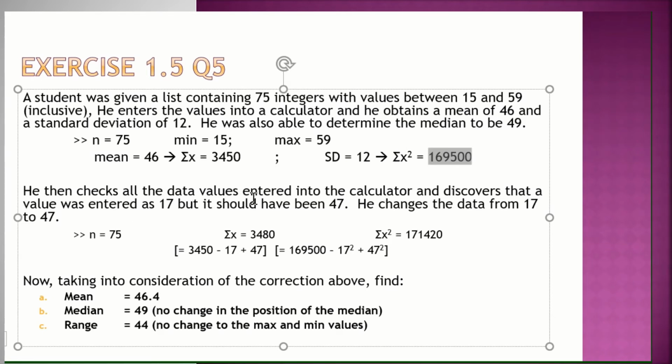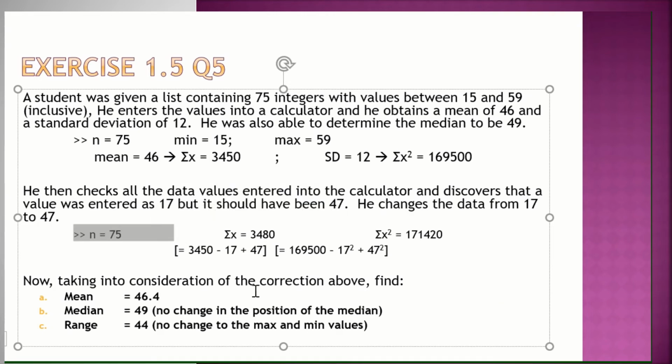He then checks all data values entered into the calculator and discovered that a value was entered as 17, but it should have been 47. So what is happening now? He's going to take out 17 and put in 47. Understand? So from your sigma x, you're going to take out 17 and add 47. Your sigma x squared, you're going to take out 17 squared and add 47 squared. Okay? So you already got your new sigma x and your new sigma x squared. Your n will remain the same. Why? Because you're just changing data.